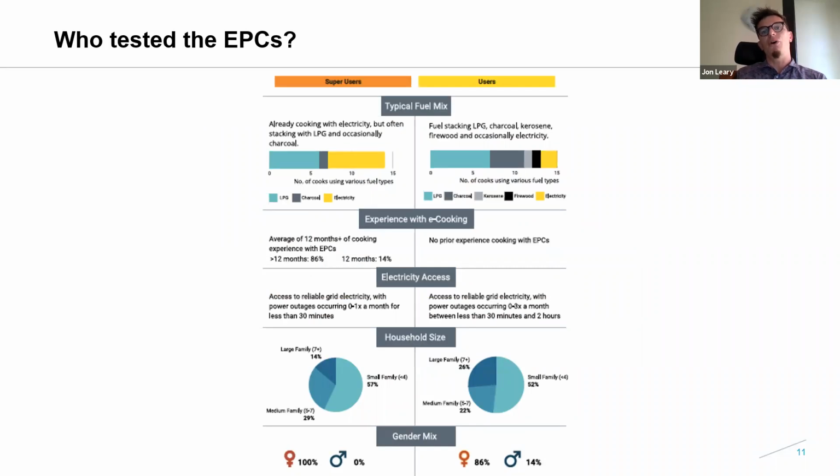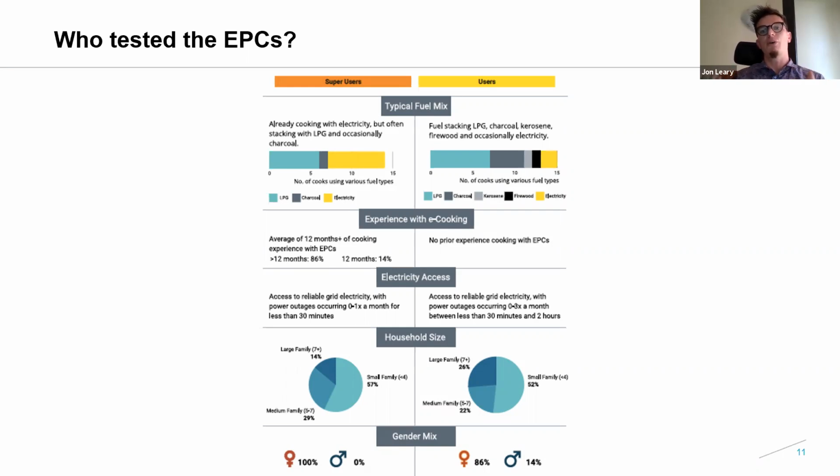So these two groups of participants in the study: the super users are people who are typically already cooking with electricity as their primary fuel, either that or gas, stacking those two fuels together. Whereas the users were using more of a blend of different fuels: charcoal, kerosene, firewood, as well as LPG and electricity. Both of them had reliable electricity access, but slightly more so for the super users, slightly higher levels of education, slightly higher income bracket. In terms of household size, we wanted a mix of sizes of households between the two different groups.